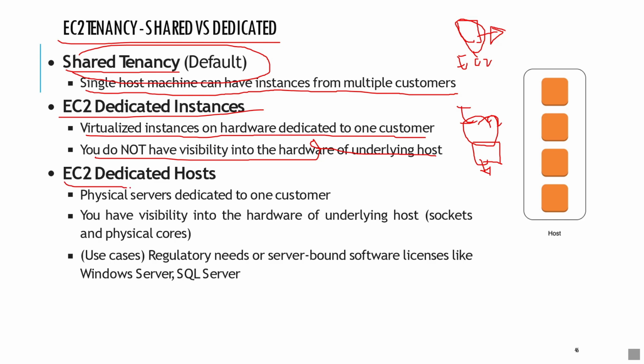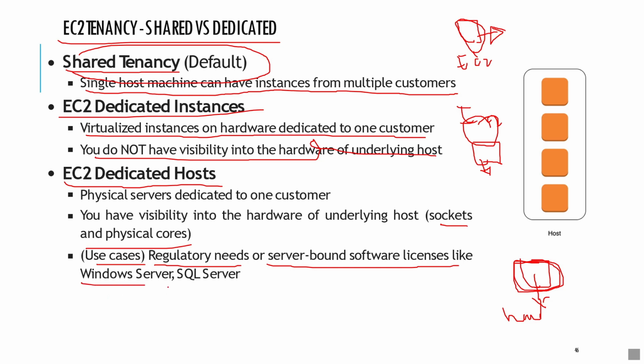So EC2 dedicated host. In this, the physical server is given to an individual customer so that he can have access to see the underlying hardware like sockets and the physical ports. The use cases are regulatory needs or server-bound software licenses like Windows Server and SQL Server. So it also meets the regulatory needs like Windows Server, SQL Server. So that is about the dedicated host.